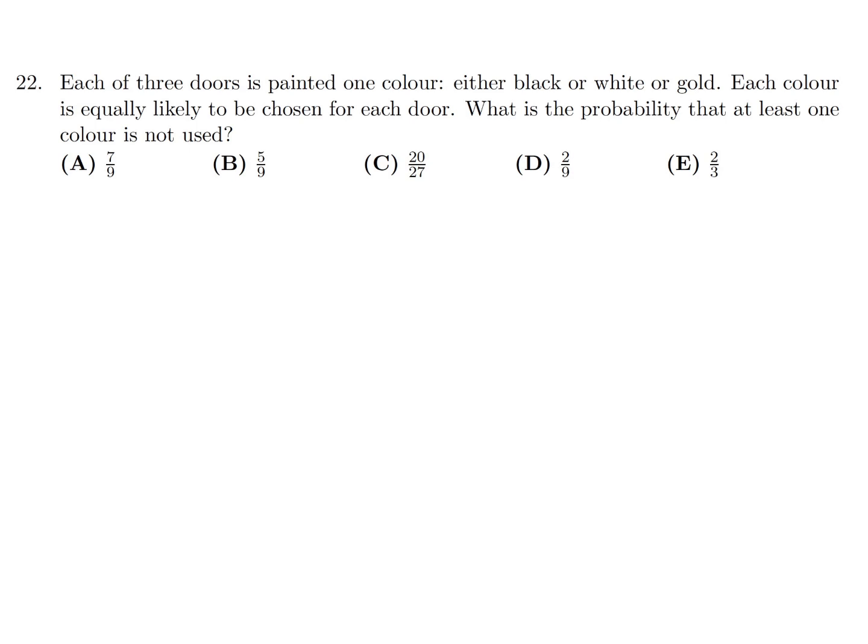Each of three doors is painted one color, either black, white, or gold. Each color is equally likely to be chosen for each door. What is the probability that at least one color is not used? At least one color is not used.